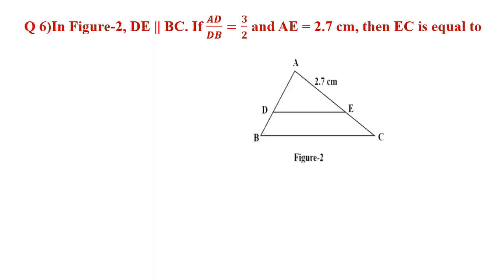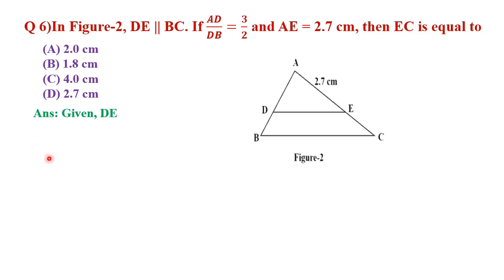Question number 6. In figure 2, DE is parallel to BC. If AD by DB is equal to 3 by 2 and AE is equal to 2.7 centimeter, then EC is equal to, the options are A 2.0 centimeter, B 1.8 centimeter, C 4.0 centimeter, D 2.7 centimeter. Answer. Given DE parallel to BC.